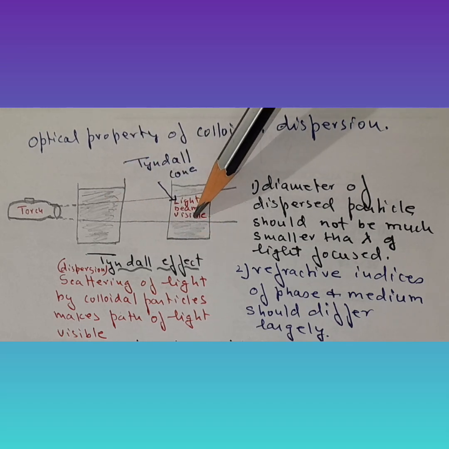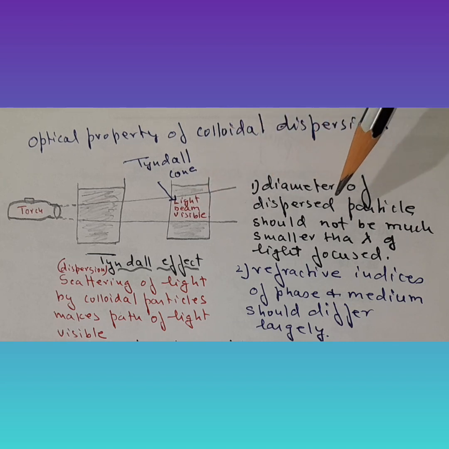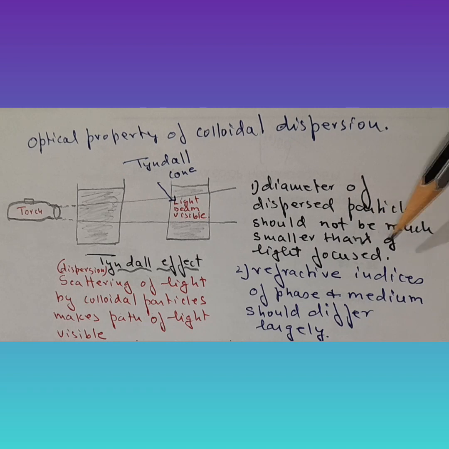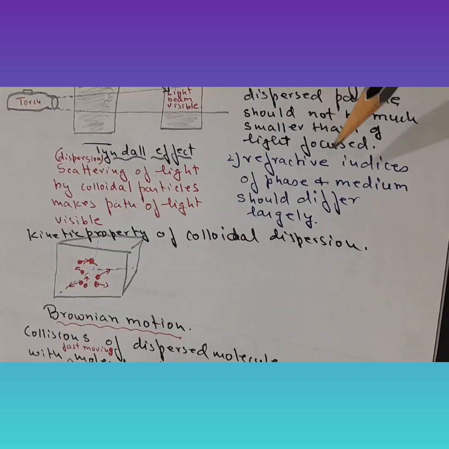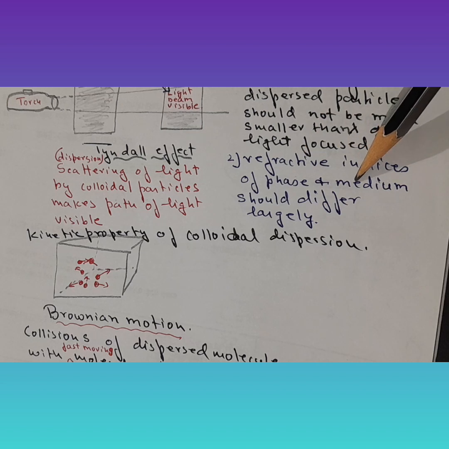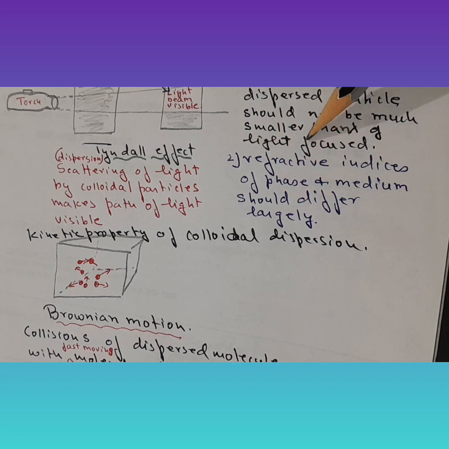Now what are the requirements for that? The diameter of dispersed particles should not be much smaller than the wavelength of light focused. Second thing is the refractive indices of dispersed phase and dispersion medium should differ largely. Alright, so these are the two conditions. If the conditions are followed, we get to see the Tyndall cone.